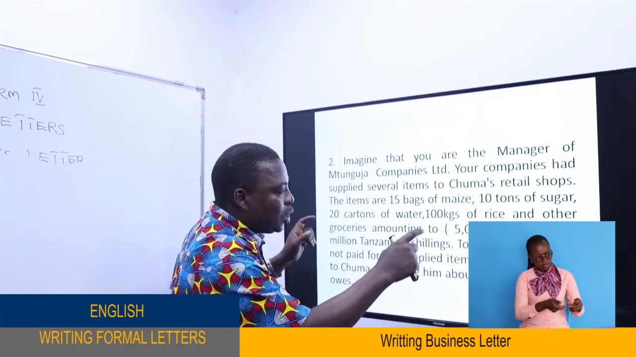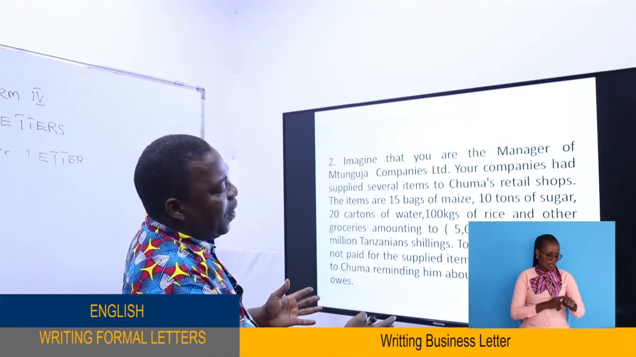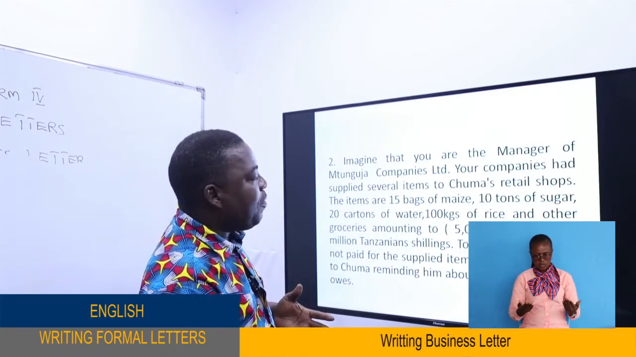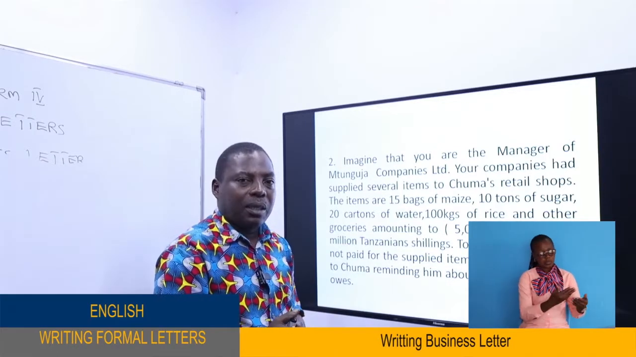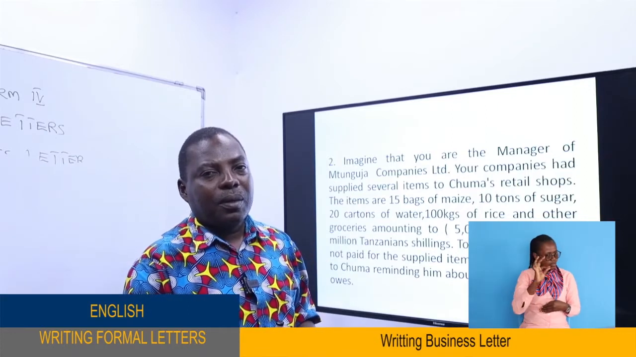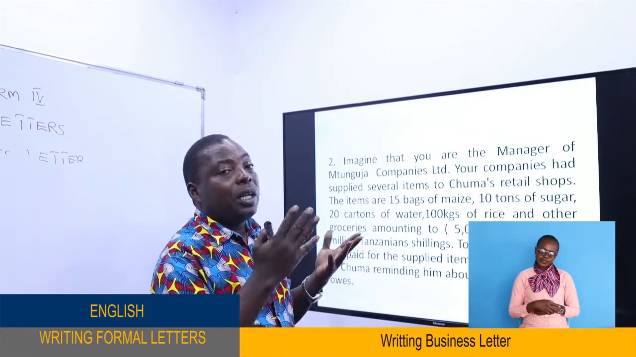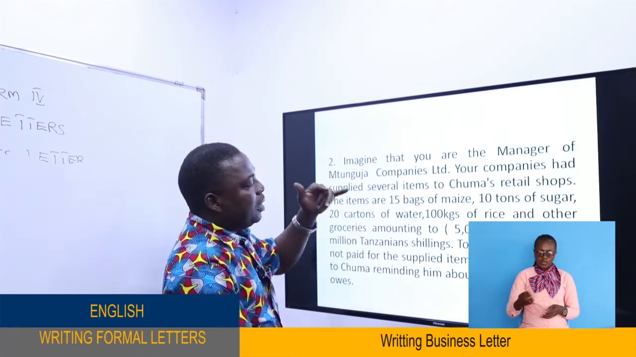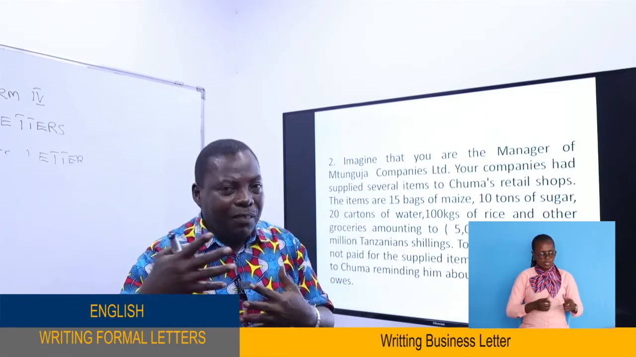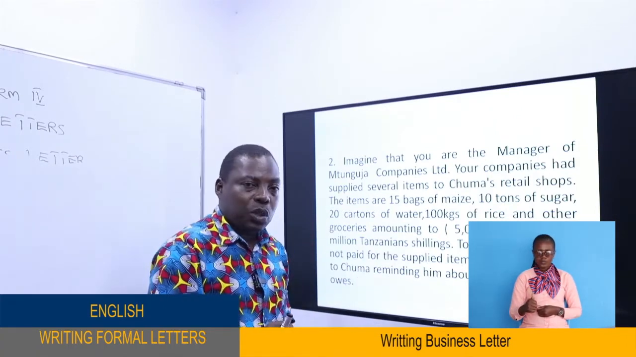So you think about what could be the address of Chuma. Now, when you read it out, we don't have the address being portrayed, or written in our question. So in that case, we could think about a fictitious address. But remember, at times there are other questions in which you can be given the address. In this case, since Mtunguja Companies Limited and Chuma are in business, definitely they know each other's address. That's why it is presented in this way.